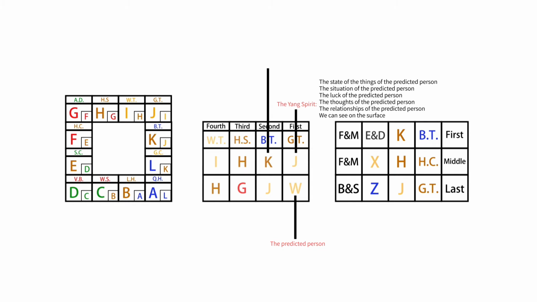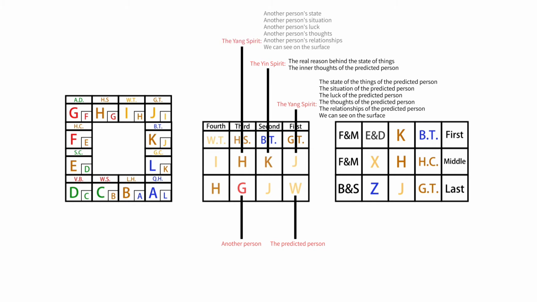The symbol above the second lesson is called the yin spirit. The yin spirit represents the real reason behind the state of things, or the inner thoughts of the predicted person. The symbol at the bottom of the third lesson represents another person, and the symbol at the top of the third lesson we also call the yang spirit. This yang spirit represents another person's state, situation, luck, thoughts, and relationships. These are the things that we can see on the surface.